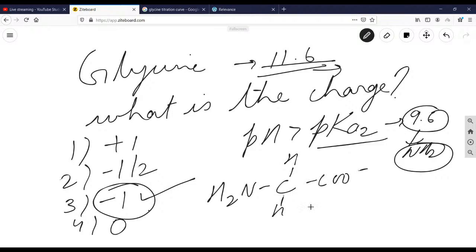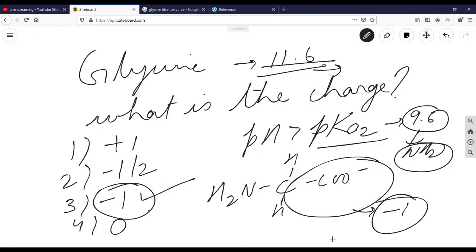This will be the state of all the molecules. So what is the net charge? You get CO minus, -1. That is the correct answer. So in order to solve this question, you need to know this concept that I had taught.